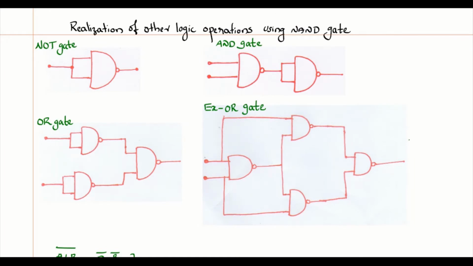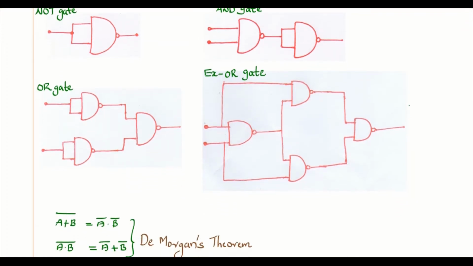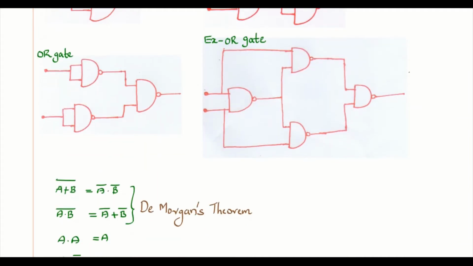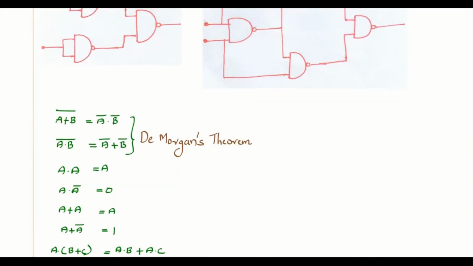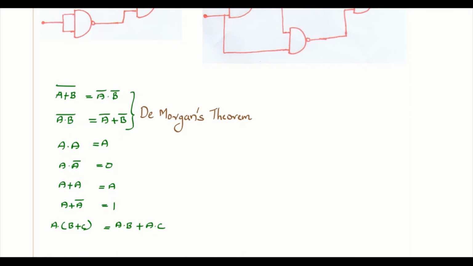In the next section, we will see the realization of other logic operations using NAND gate and NOR gate. The first one, the realization of other logic operations using NAND gate. A NAND operation is functionally complete as every possible switching operation can be performed only using NAND gates. Before going to that, let us consider De Morgan's theorem.